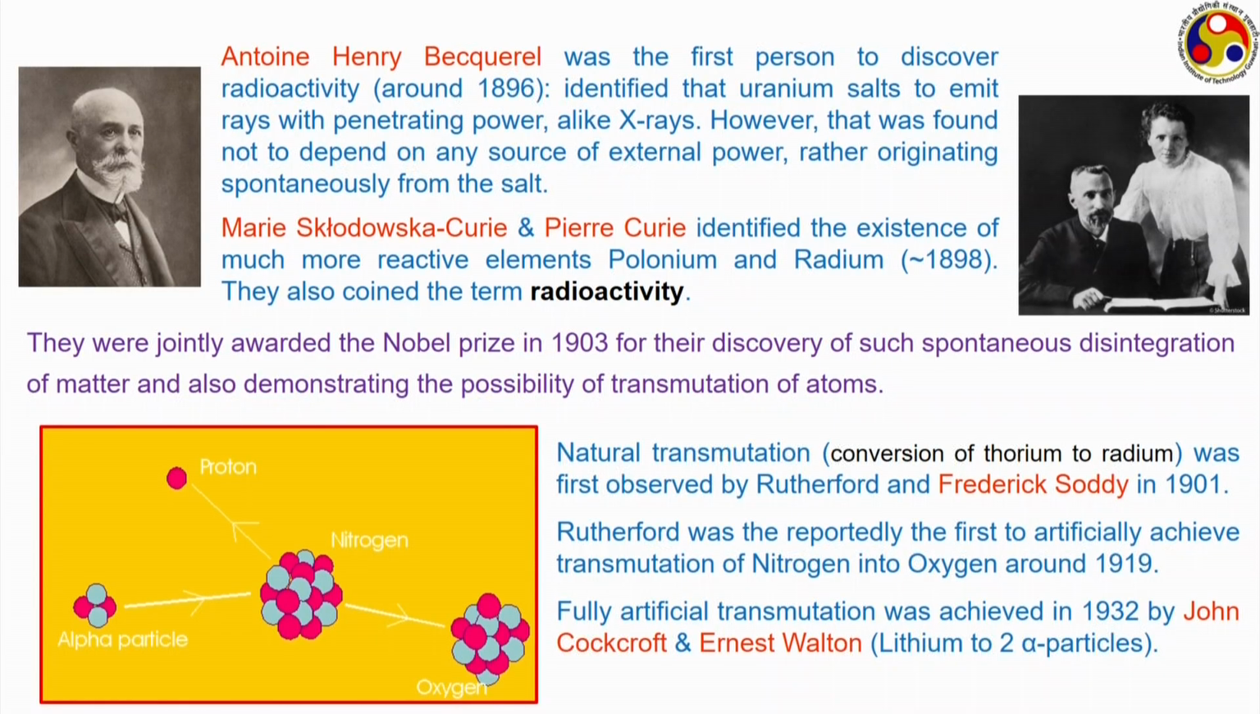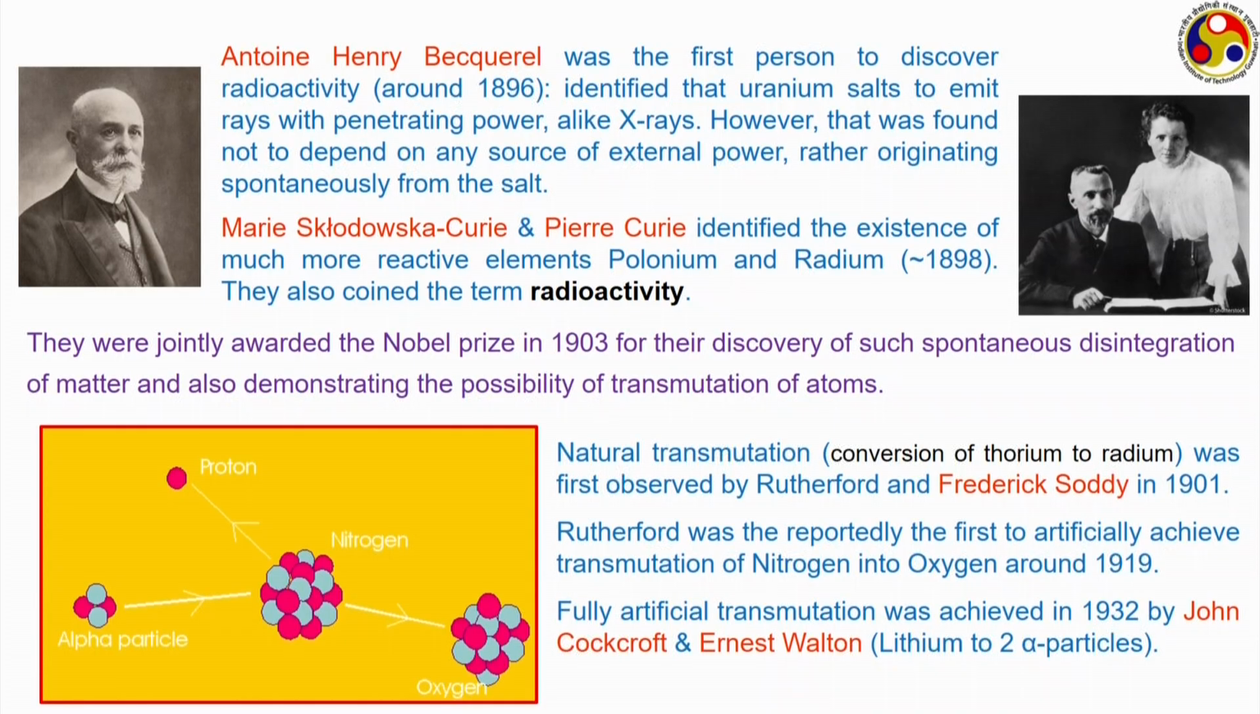Henri Becquerel first discovered radioactivity around 1896, when he identified that uranium salt can emit rays with penetrating power quite similar to X-rays, but which do not need any external power to be produced; rather, they come out spontaneously from the salt. Simultaneous experiments were done by the Curie family, Madame Curie and Pierre Curie. They coined the term radioactivity, and identified two radioactive elements much more reactive than uranium, which they named polonium and radium. Radium was discovered around 1898. The name polonium refers to Poland, the birthplace of Madame Curie. Becquerel and the Curies together received the Nobel Prize in 1903 for the discovery of radioactivity, or spontaneous disintegration of matter.